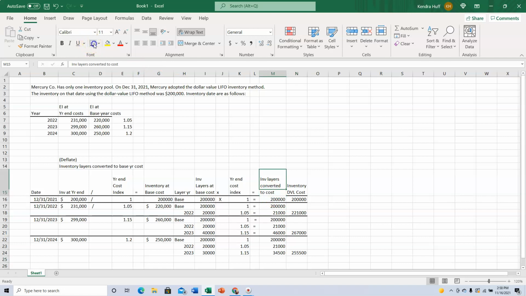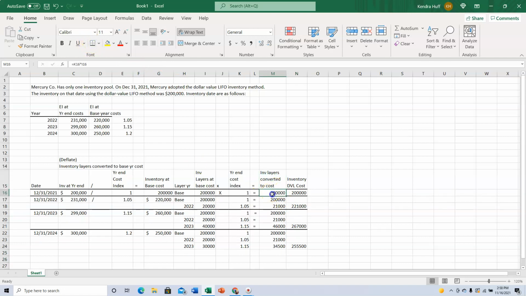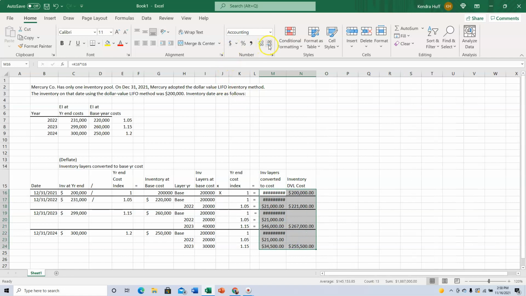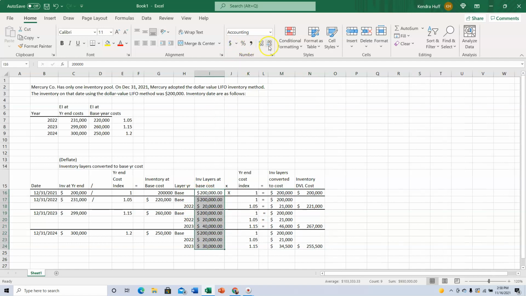And that's it. I'm going to make some of these look like dollars. I think this is what they had in yellow.